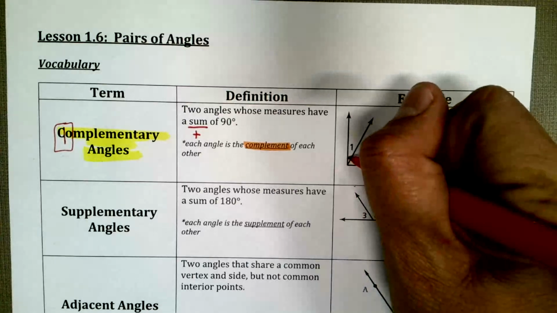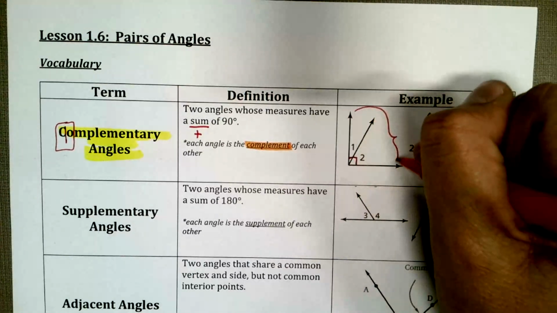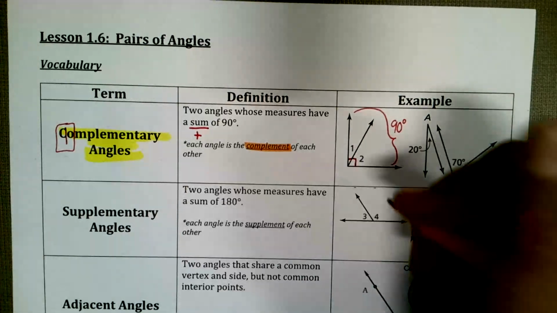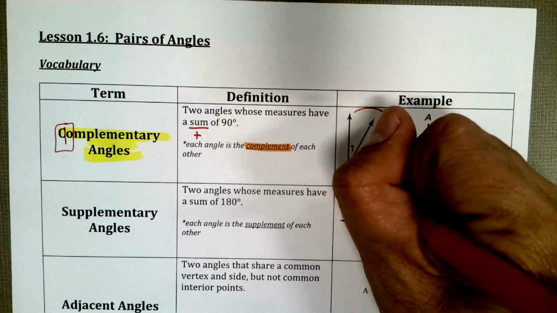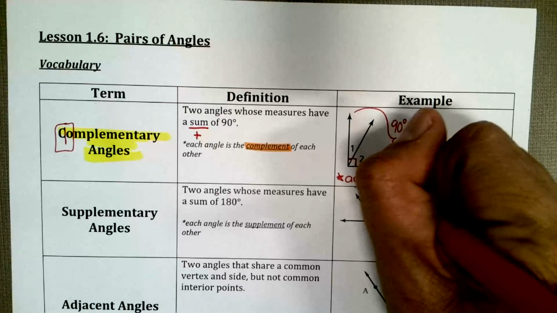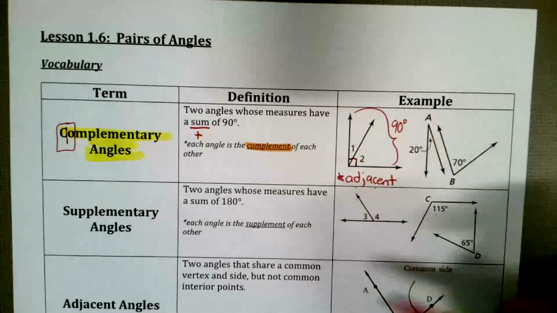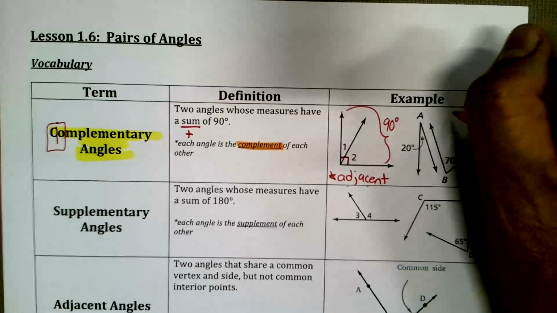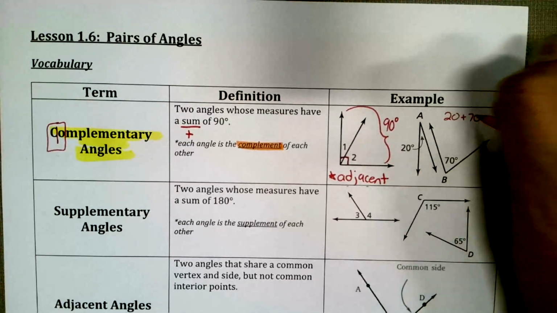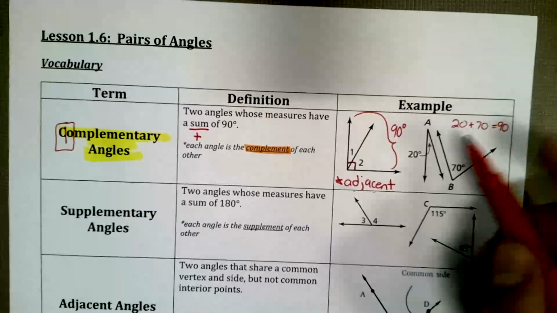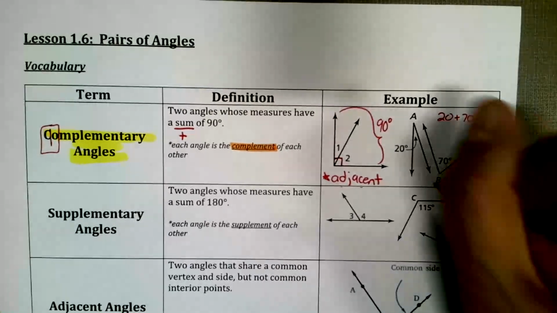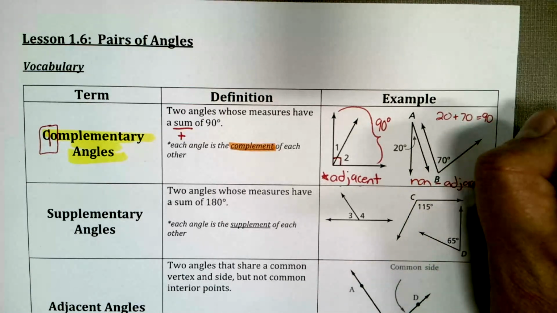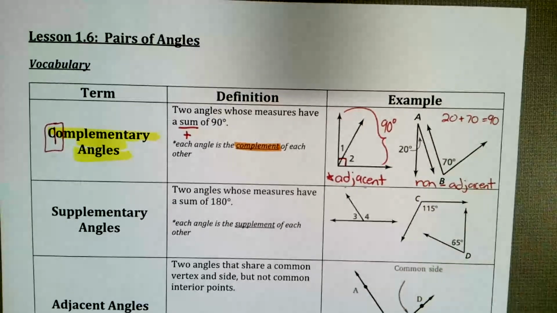Here, because we have a right angle, I know that those two angles add up to 90. Now, this would be an adjacent pair. And this is a word that we're going to see a couple down in the vocab. The second example, 20 plus 70 is 90. So those would also be complementary, and this would be our non-adjacent example.